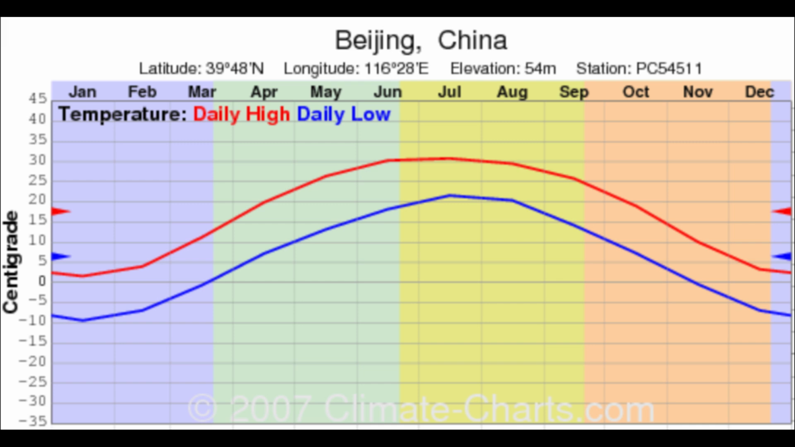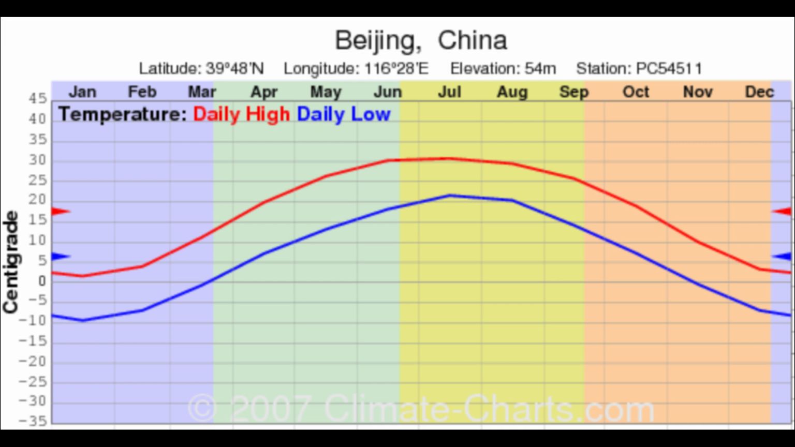The following graph gives information about the temperature of Beijing, China. The items include daily high and daily low throughout the year. You can see from this graph that, in daily high, the value of January is around 1 degree centigrade. You can see from this graph that, in daily high, the value of July is around 30 degrees centigrade, which is the highest.